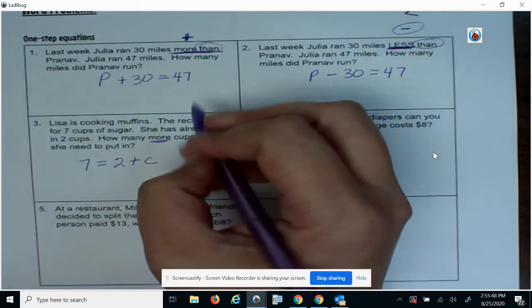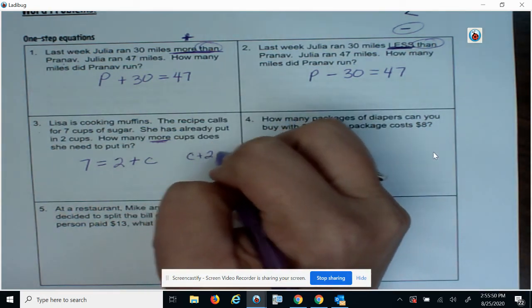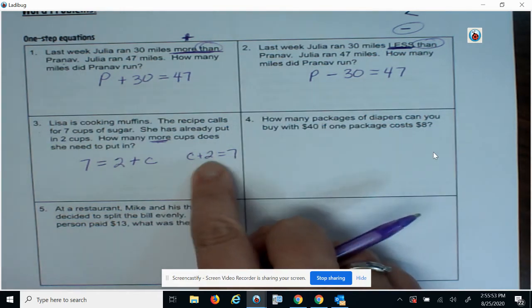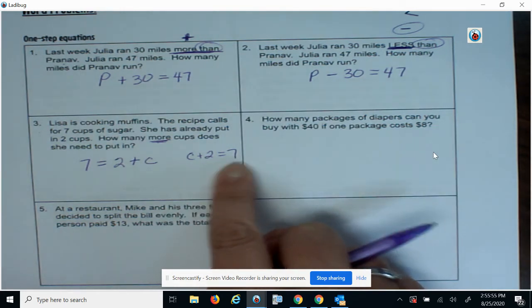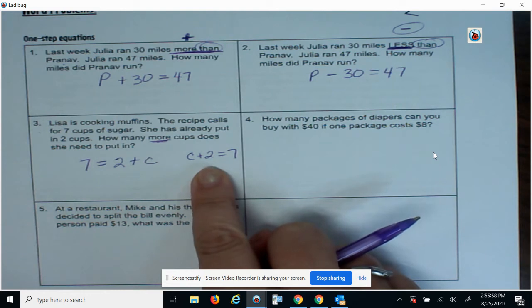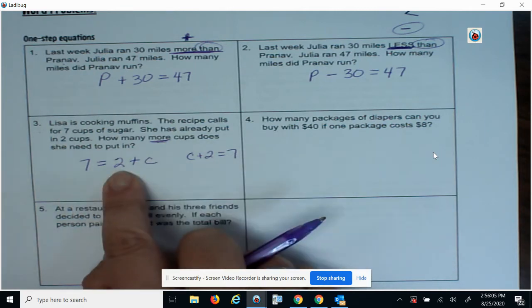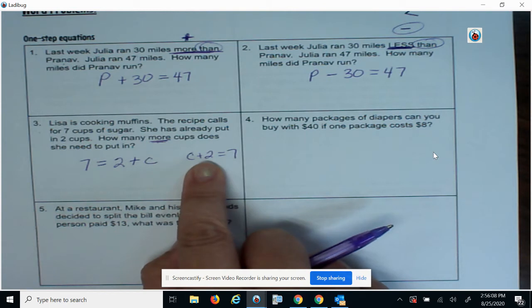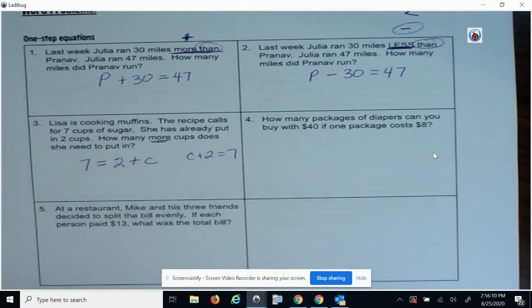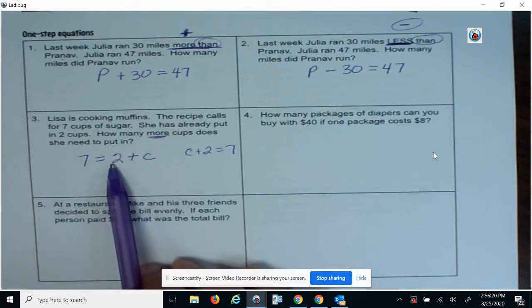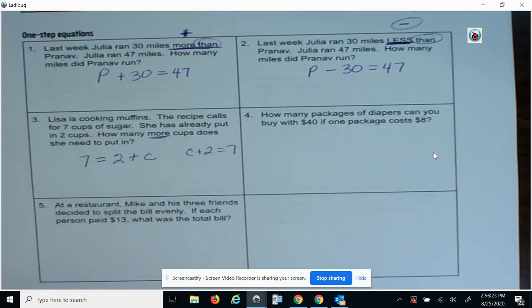And some of you may have thought, well, I think it's the number of cups plus 2 is equal to 7. And is that the same equation? They're both equal to 7, right? So that's the same. Is 2 plus C the same as C plus 2? Does it matter which order we add in? No, order does not matter when we add. So yes, these are both correct answers, and if you get a different equation than me, that's okay.